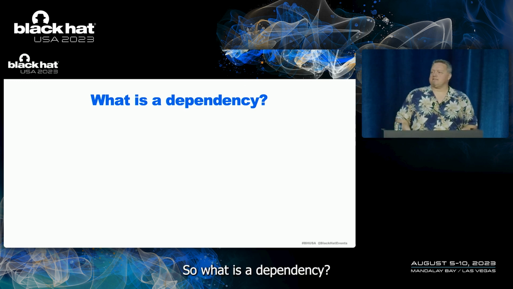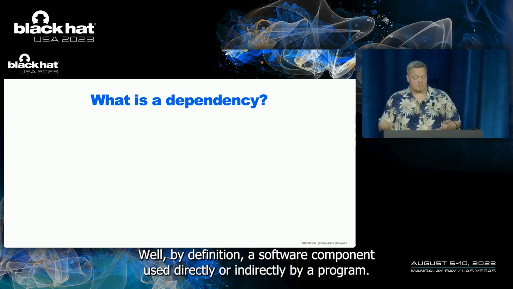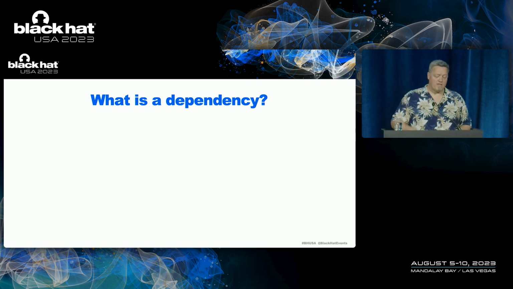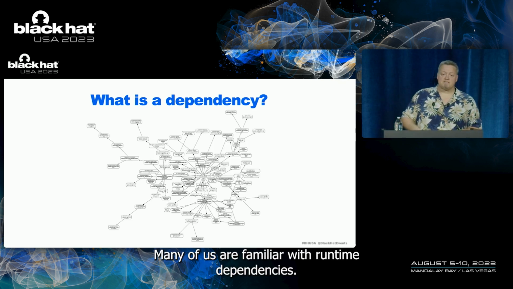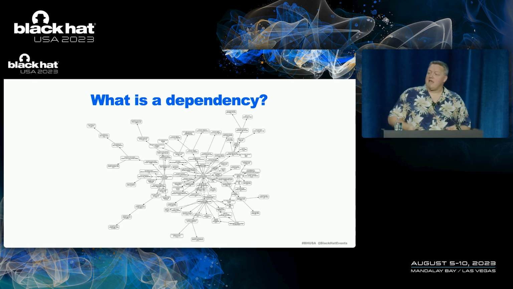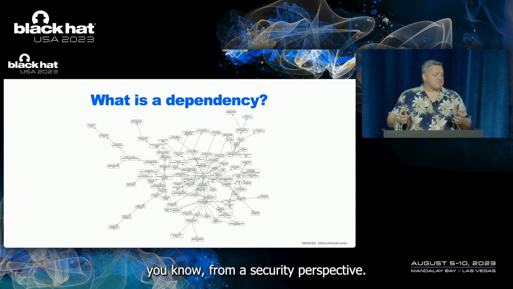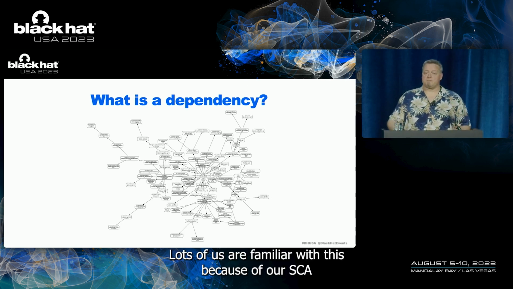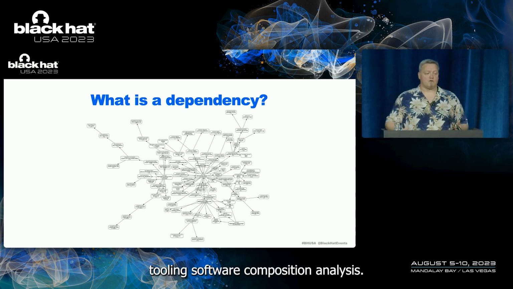So what is a dependency? Well, by definition, a software component used directly or indirectly by a program. Many of us are familiar with runtime dependencies. This is a runtime dependency graph of an application I'm involved in. From a security perspective, lots of us are familiar with this because of our SCA tooling, software composition analysis.